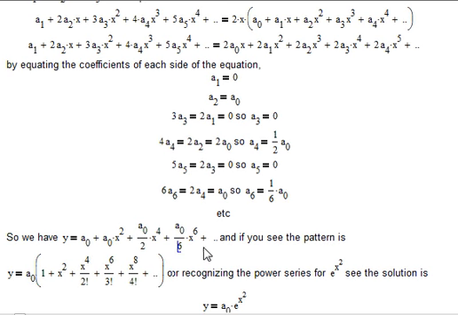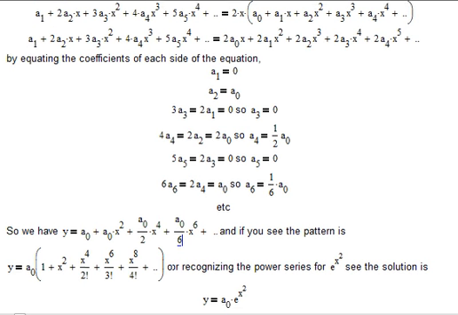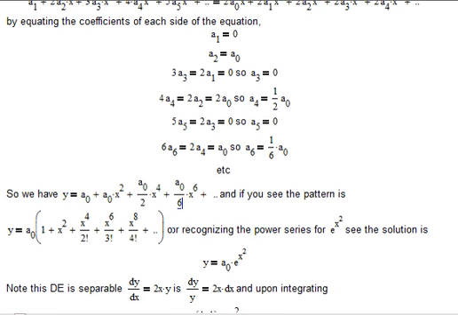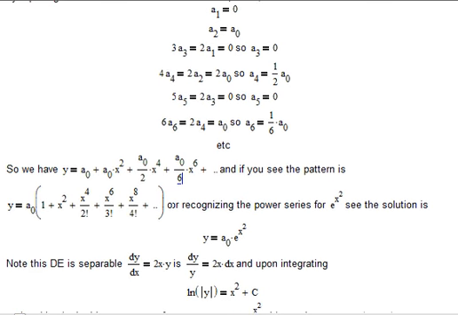I called it 6 instead of 3 factorial, but then you could follow that pattern, and you should recognize that that is the power series for e to the positive x squared. So the solution is really y equals a e to the x squared.